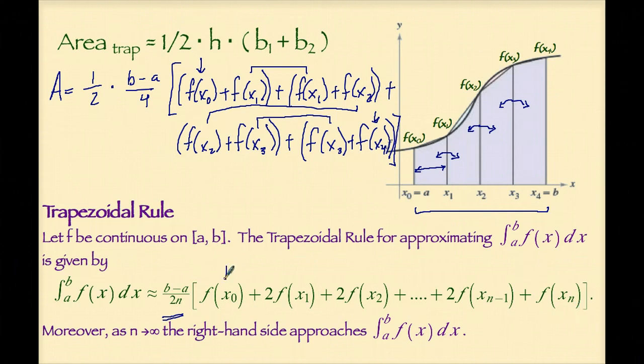Notice once again the function values at the endpoints of the interval are added once, but all of the function values in between are added twice. Moreover, as n approaches infinity, the right-hand side of this equation approaches the actual area under the curve f of x between a and b.